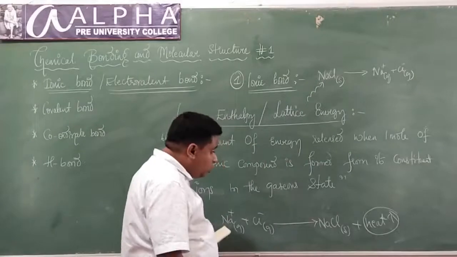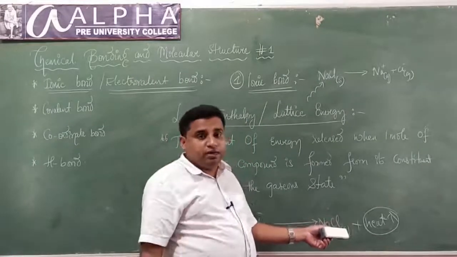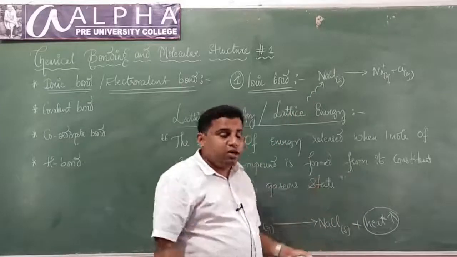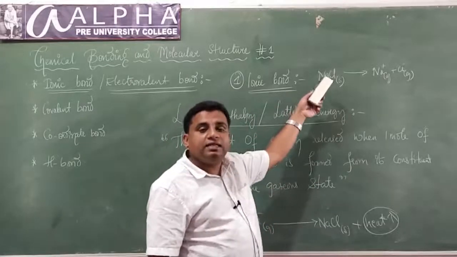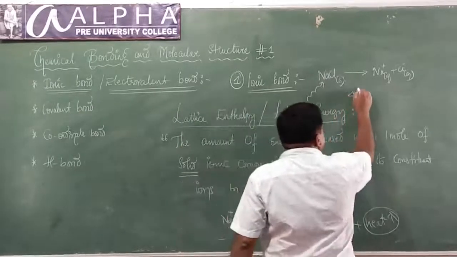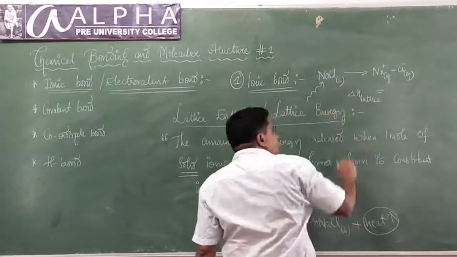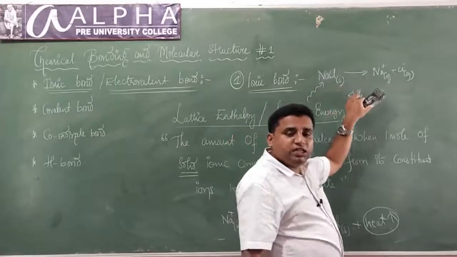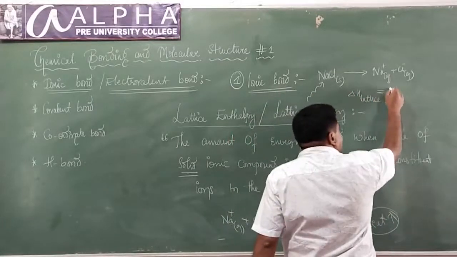Understood? Here, when 1 mole of ionic compound is formed, heat energy is liberated. Here, when 1 mole of ionic compound is broken, heat is absorbed. So in this case, lattice enthalpy is exothermic. In this case, lattice enthalpy is endothermic. Are you getting my point? We denote it as delta H lattice. Here heat is given to solid sodium chloride to break it into gaseous sodium ions and gaseous chloride ions. Hence lattice enthalpy in this case is positive.